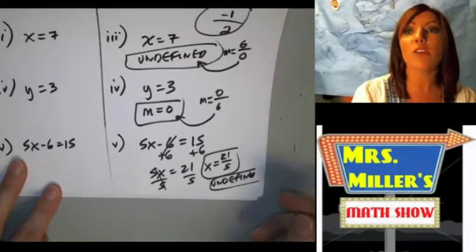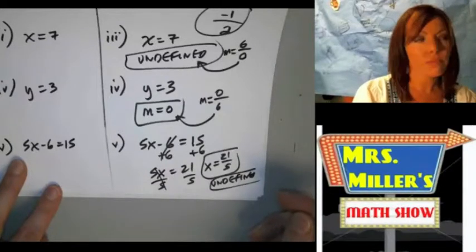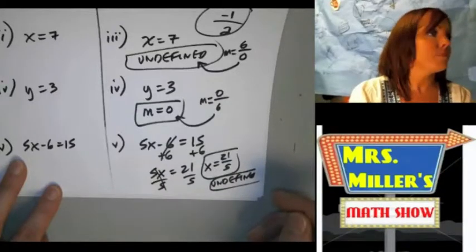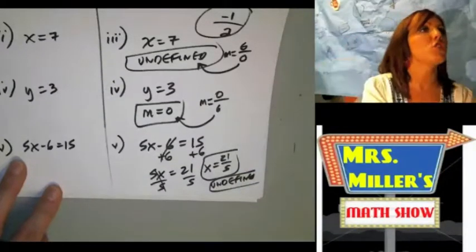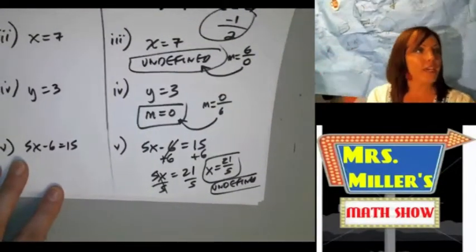Why is it undefined? Who can explain why it's undefined? Shuggy? Exactly. So she said it's x equals just a number. So you would go over to that number on the x-axis and draw a vertical line through it. Give it up for Shuggy.